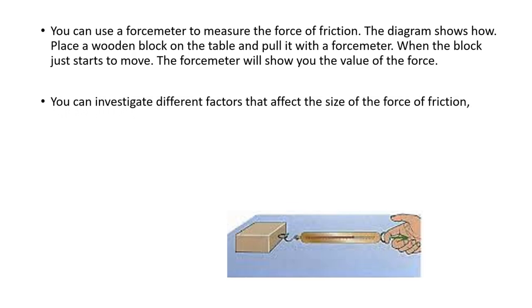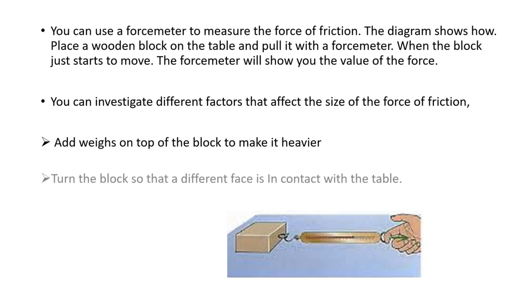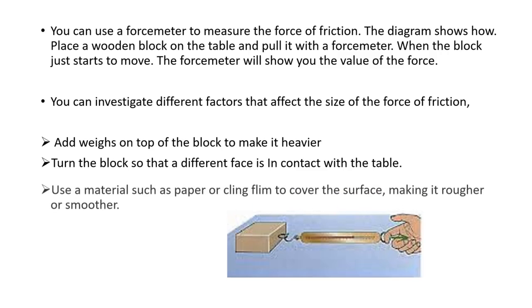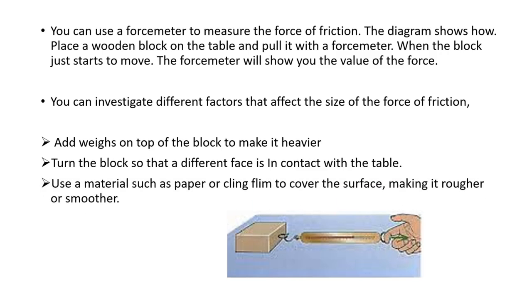You can investigate the different factors that affect the size of the force of friction. Here's how. Add weights on the top of the block to make it heavier. Turn the block so that a different face is in contact with the bench. This changes the area of contact. Use a material such as paper or cling film to cover the surface, making it rougher or smoother.